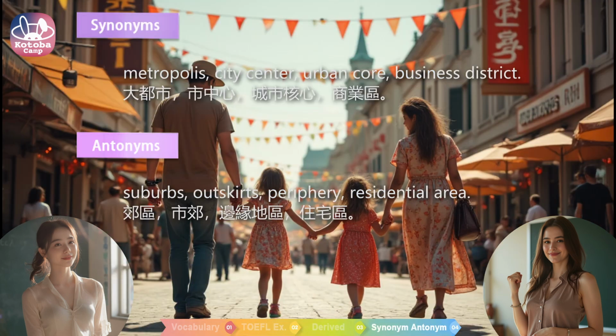Metropolis, city center, urban core, business district. Suburbs, outskirts, periphery, residential area.